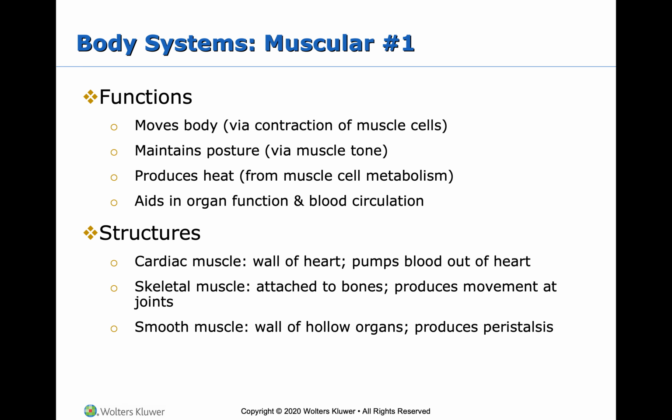Okay, so now we're going to move on to your muscular system. Your muscular system basically gives the body the ability to move and maintain your posture. It also produces heat, and it includes all the muscles of your body. If you weighed all of them out, they would account for about half of your body weight, which I think is kind of cool.